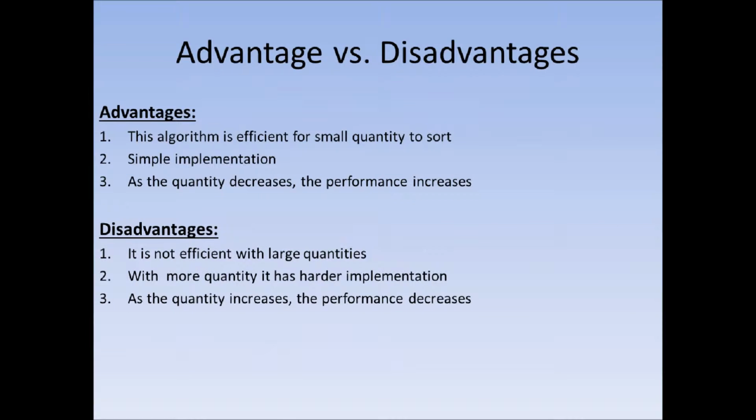Advantages versus disadvantages. As for advantages: 1. This algorithm is efficient for small quantities to sort. 2. It has a simple implementation. And 3. As the quantity decreases, the performance increases. Disadvantages: 1. It is not efficient with large quantities. 2. With more quantity, it has a harder implementation. And 3. As the quantity decreases, the performance decreases.